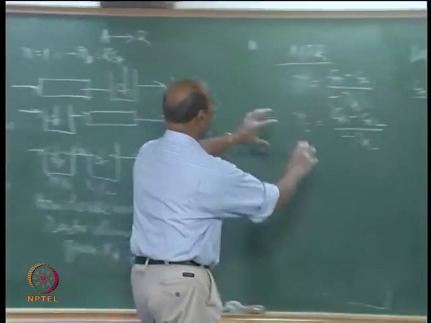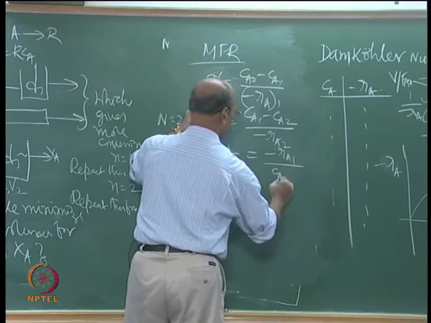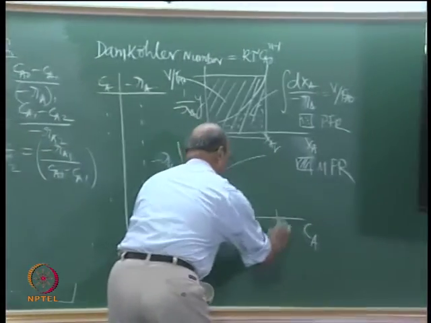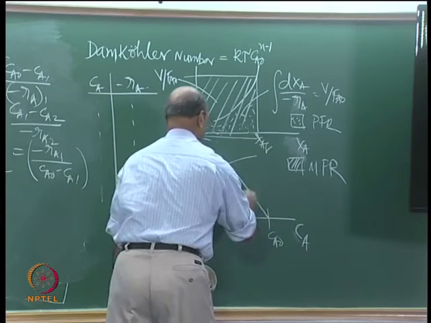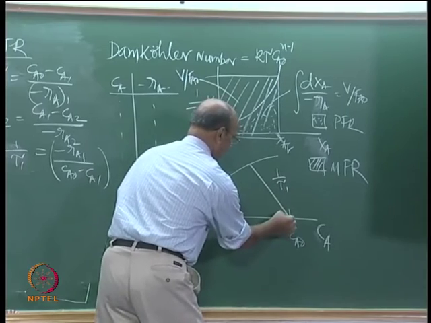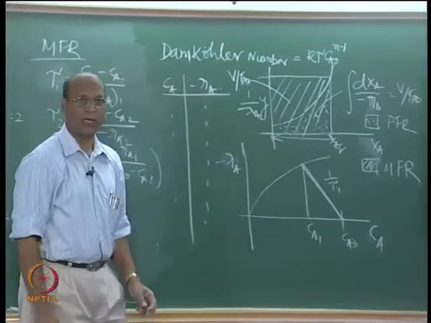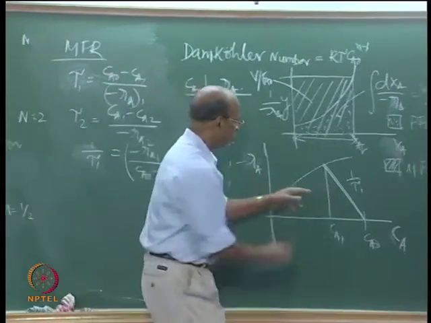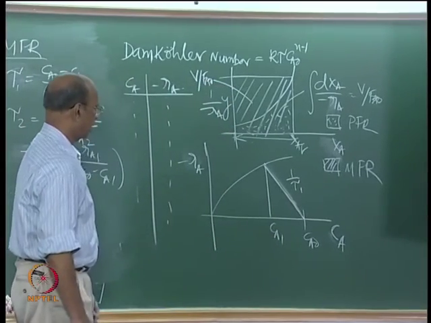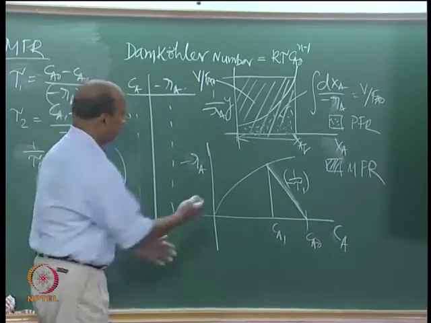Okay. What we do is we try to arrange this equation: 1 by tau 2 equal to minus RA1 by CA naught. So I have to start here, CA naught, 1 by tau 1. So this is CA naught. Now if I draw a line here, this is CA1. Oh, this is a negative slope. Yeah, this is a negative slope only. That is okay; the shape itself will tell you it is negative. If it is positive, that is fine.